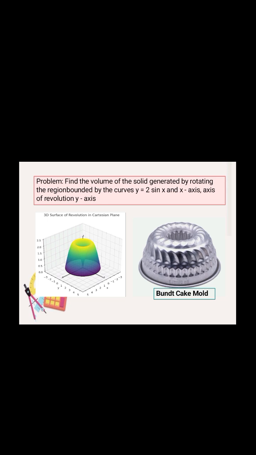We'll use the shell method because the region is described in terms of x. We're rotating around the y-axis, which is a vertical line. Disk or washer method would require solving for x in terms of y, which is complex due to the sine function. It is harder or nearly impossible to integrate by hand. Shell method allows integration in terms of x directly and is simpler in this case.